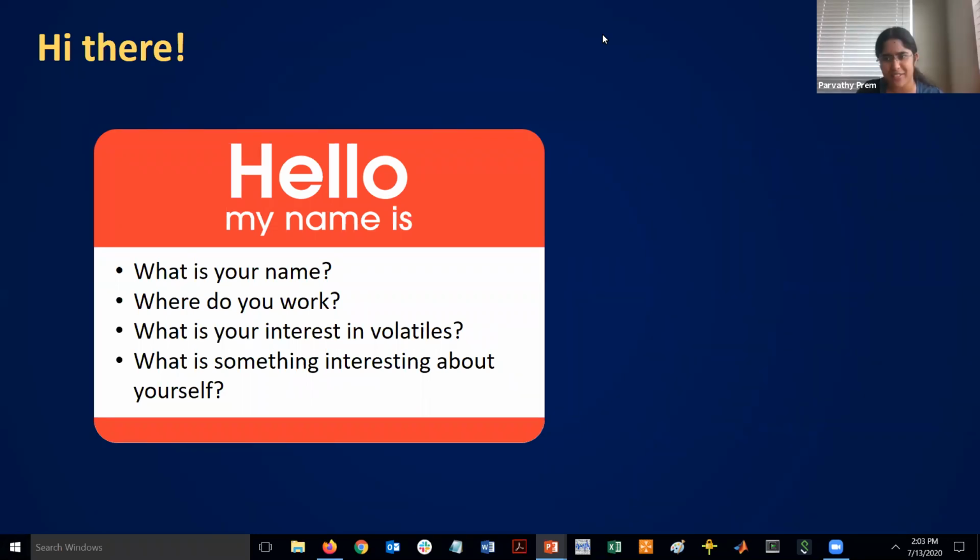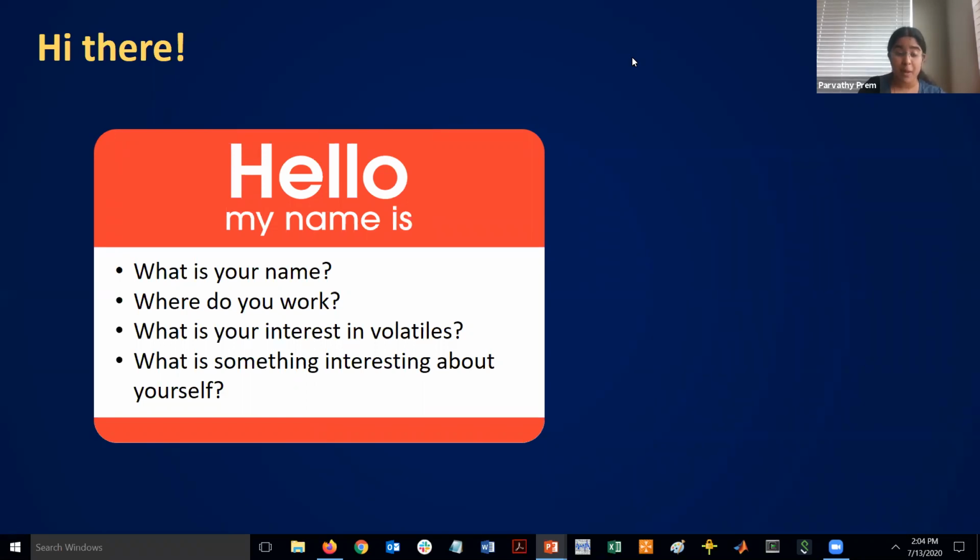It looks like we have 22 people, so we have time to go around and do a round of introductions. This is something we would usually do in person. I think all of you might be on mute by default when you dialed in. So I'll start and then I will call on people in the order in which I see you in my participants list. What I'd like to do is give everyone a chance to introduce themselves briefly. Tell us what your name is, where you work, what your interest in volatiles is, and then something interesting about yourself, which can be absolutely anything you like. I will get started, and then we'll move down the participants list.